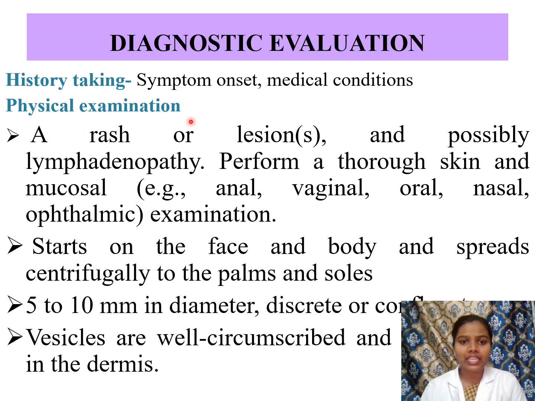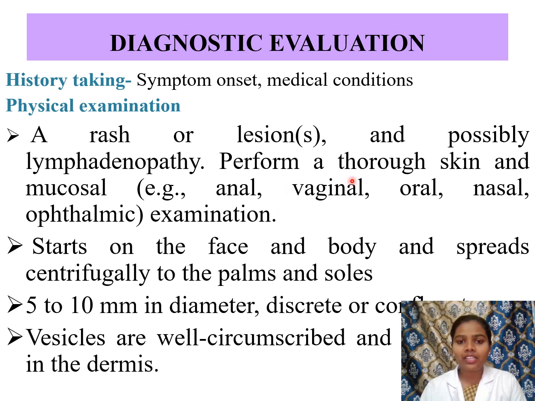Then comes the physical examination. We have to observe the patient for rash or lesions and possibly lymphadenopathy. We have to observe the rash of the patient and we have to see the characteristics of the rash, how deeply it is rooted, or whether it is a vesicle or in macular stage, or whether it is in pustule stage. Perform a thorough skin and mucosal examination, that is anal, vaginal, oral, nasal, and ophthalmic.